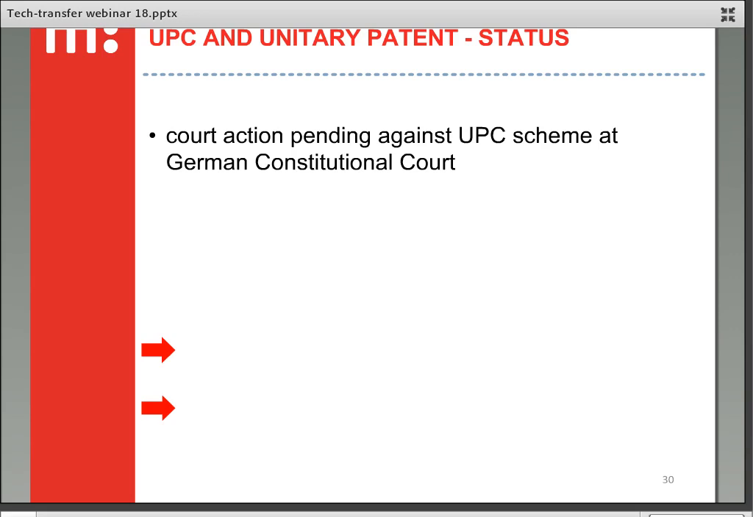At the moment, we've got a court action pending against the unitary patent system and court system at the German Constitutional Court. And that's why Germany at the moment stopped the ratification. The German Constitutional Court plans to have a hearing and a decision rendered in this matter during this year, which is quite interesting, but we don't know when this will be. So as I said, the decision is expected this year.